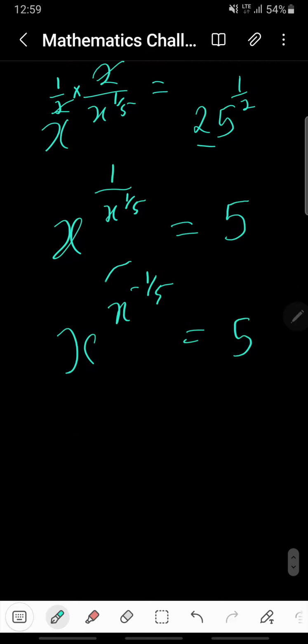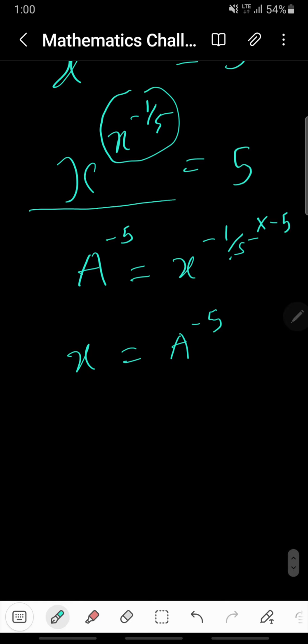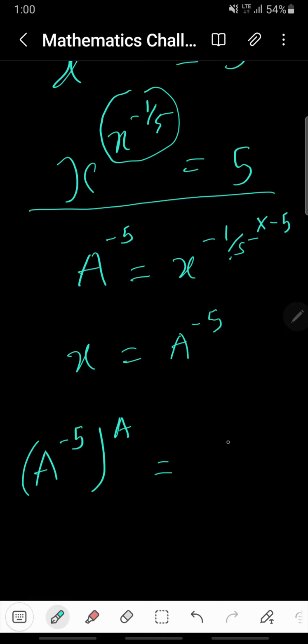So let me use an alphabet to substitute this. So let's say a is x to the power of minus 1 over 5. So let me multiply both exponents by the inverse of minus 1 over 5, and that is minus 5 and minus 5. So my x is simply a to the power of minus 5. Let me plug that back here to have a to the power of minus 5 times what? A is equal to 5.